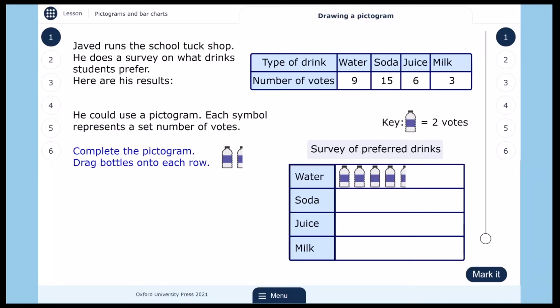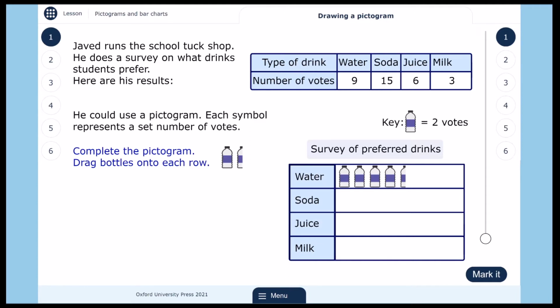In today's lesson, we're going to have a look at drawing and interpreting pictograms and bar charts. We're going to start off by looking at pictograms. Looking at the example on screen, it says that Javid runs the school tuck shop. He does a survey on what drink students prefer, and he's put his results in the table in the top right. He could use a pictogram to represent this, and we're going to look at how we can draw that now.